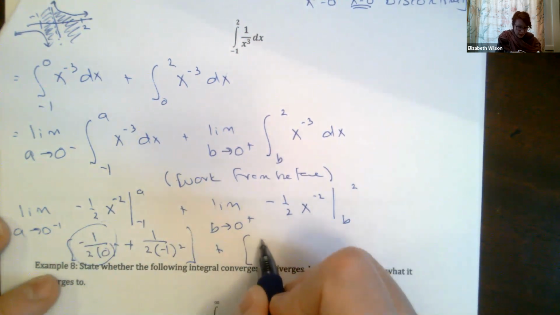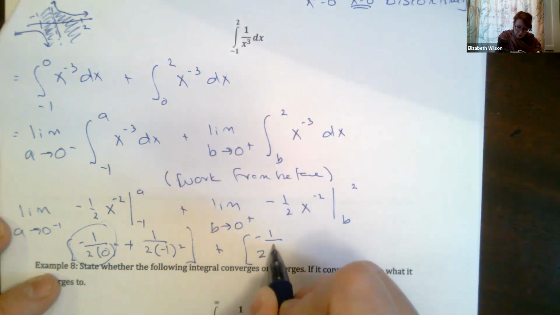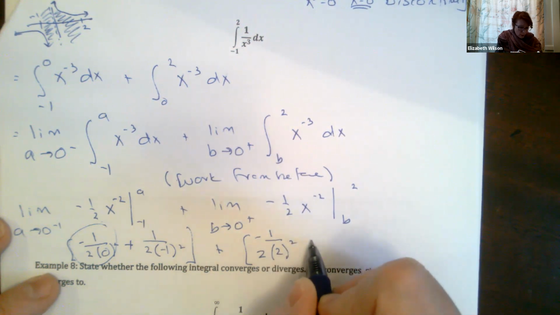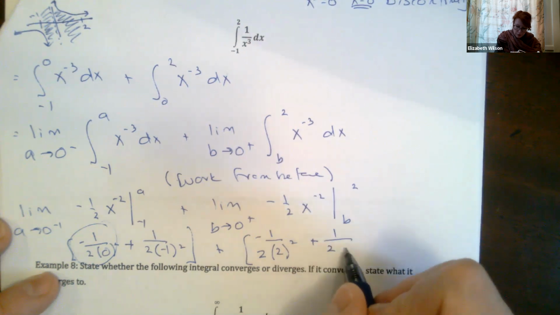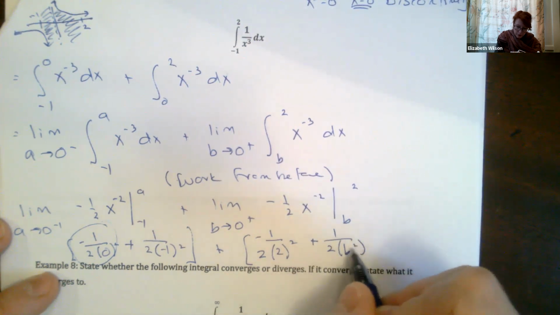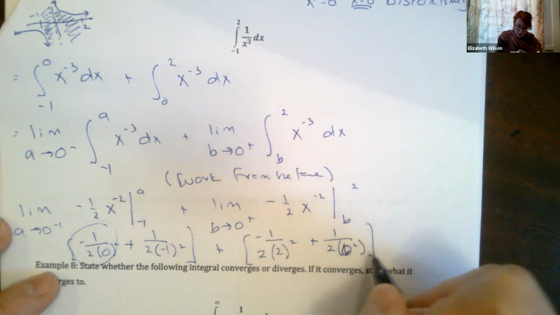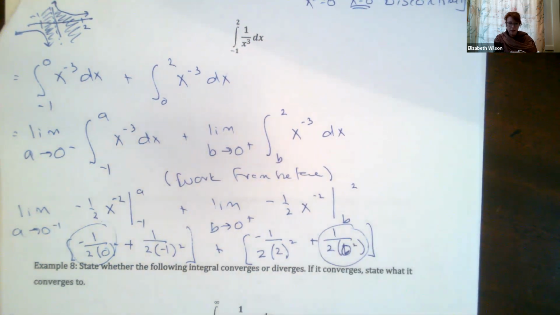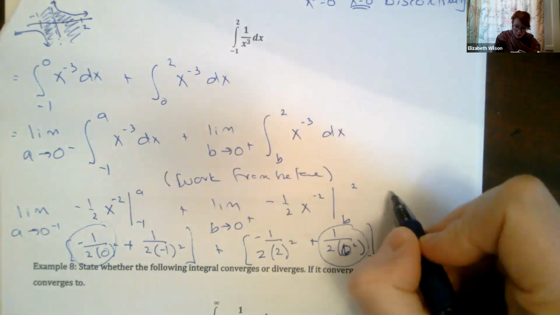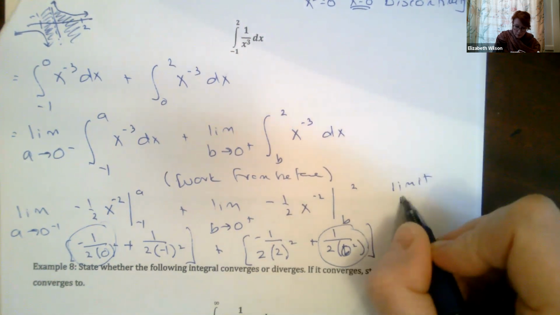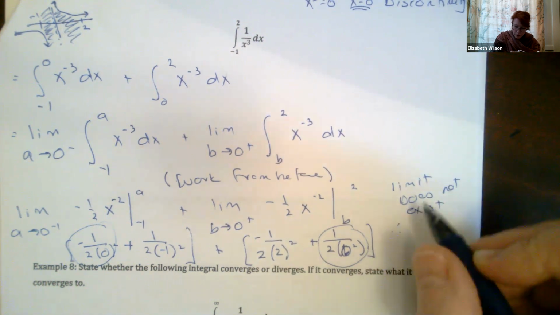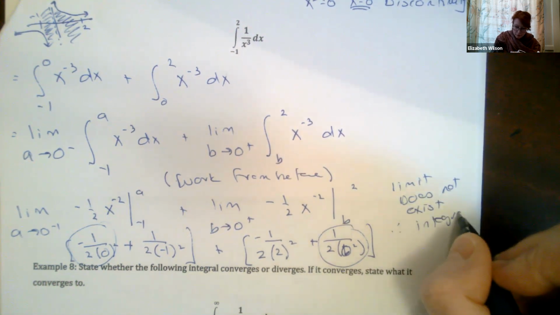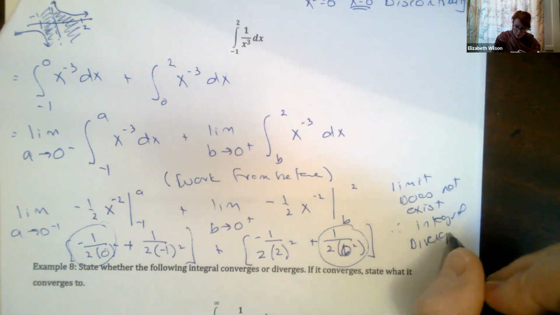But this one here, we're gonna get -1/2 squared, -1/2 b squared. This is gonna be a 0 again squared. So these do not exist, right? This is a bomb out. So the limit does not exist. Therefore, our whole integral diverges.